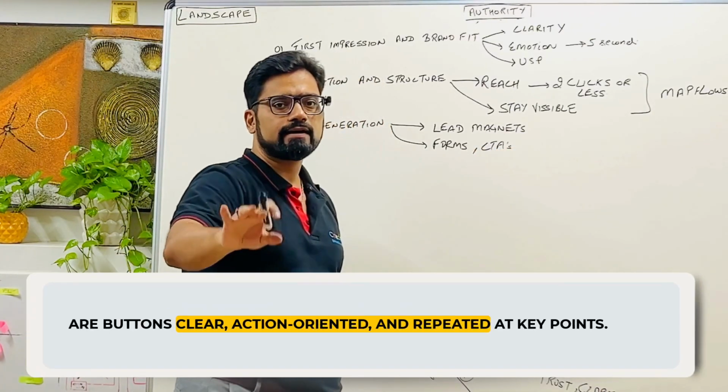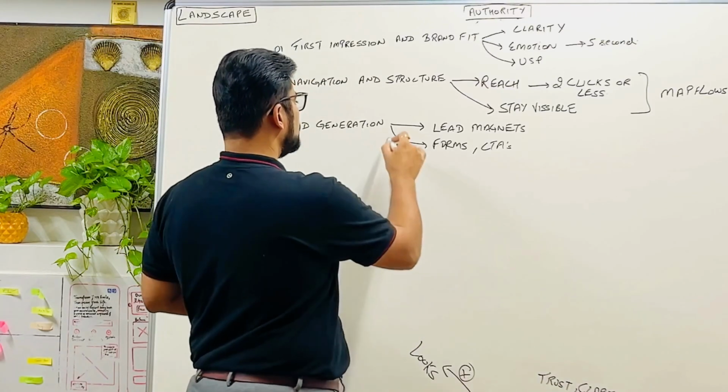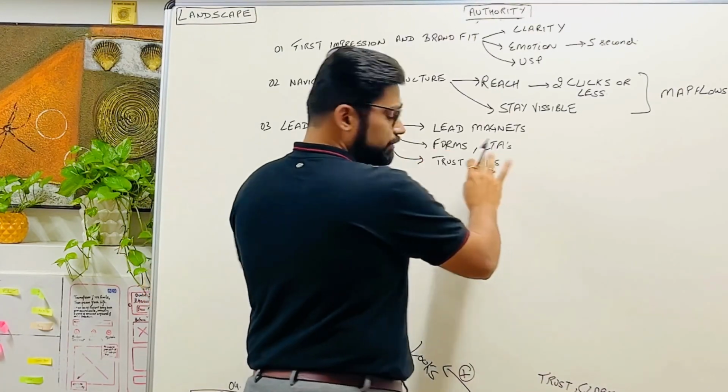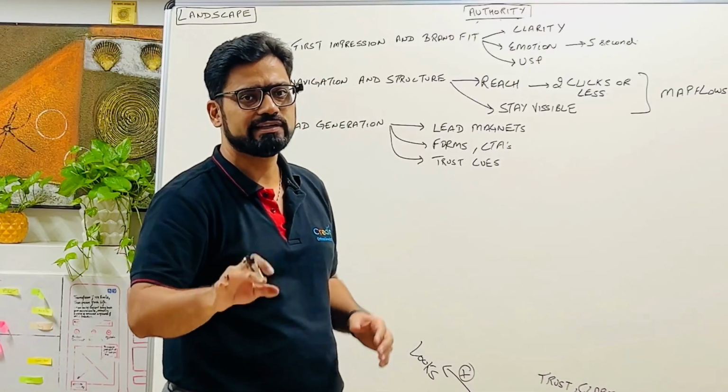Are buttons clear, action-oriented and repeated at key points? Then look for the trust cues. You need to see the reviews, the logos and stats. Are they placed right where users decide?